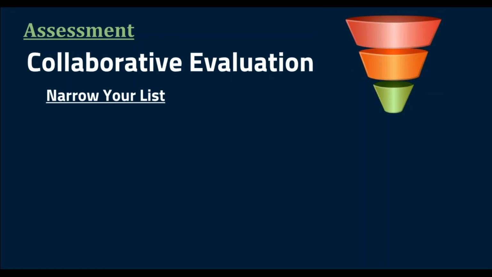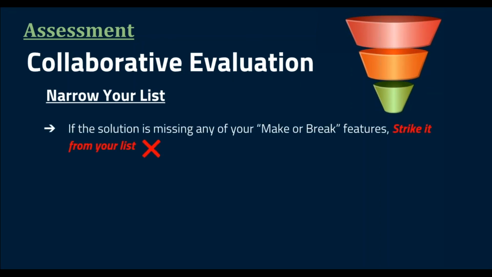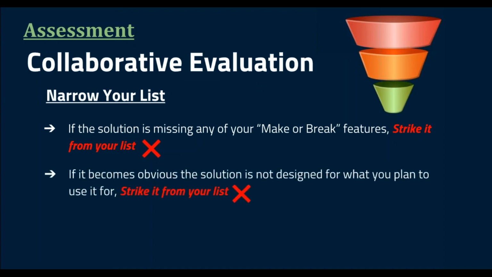Okay, next step in my collaborative evaluation. All of these are the strike it from your list things. So as you go through, if it's missing any of your make or break features, take it off your list. Even one, you've called this a make or break, so take it off if it doesn't match.